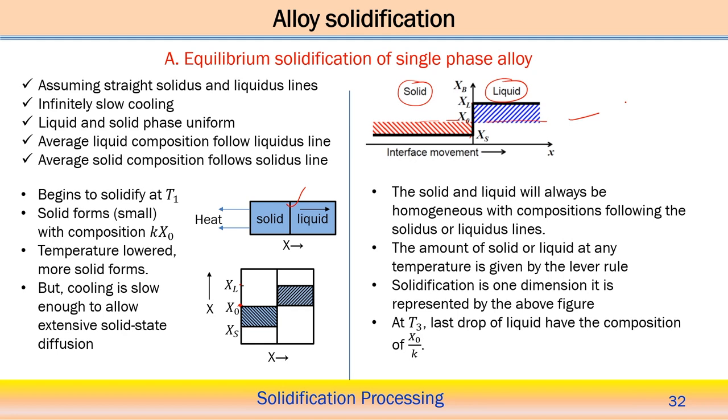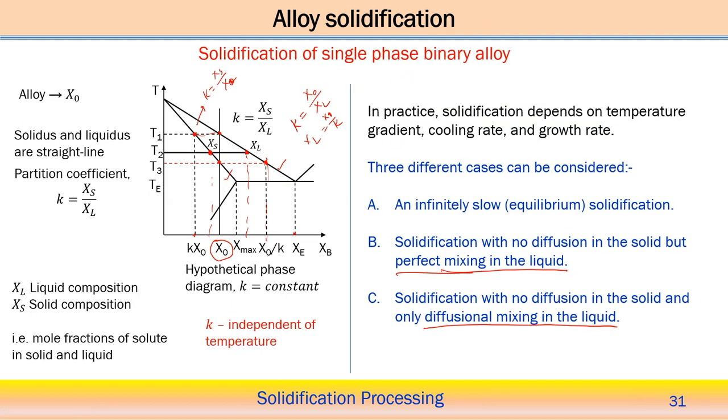We have already mentioned the figure, but what happens at temperature T3? Suppose I take an example at temperature T3, which is almost reaching the solidus temperature. If it is completely converted to solid, then the composition should be X0. But close to temperature T3, if the last drop of the liquid is about to solidify, the last drop of liquid must have the composition X0 by K, because this is the T3 temperature, this is the liquid phase. So the liquid phase composition should be X0 by K. When that drop is solidified to the solid phase, its composition will change from X0 by K to X0. That is what happens in the welding process.